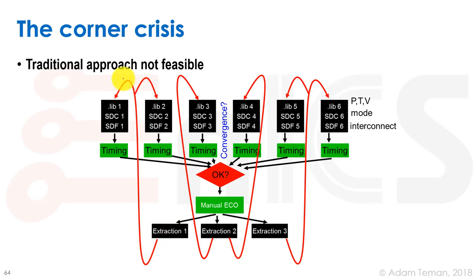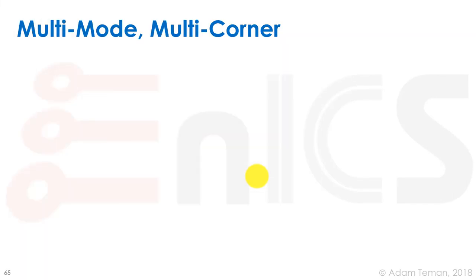We extract it again. We run this again. We do this for all these millions of different corners. We probably can't do it with millions of different corners, so we only say we have one or two or maybe five or six corners. And we run this and we keep on doing this extraction and ECOs, going back and forth and back and forth, trying to fix our design. And this takes a lot of time and it often doesn't converge. So that's not feasible with all these hundreds of corners.